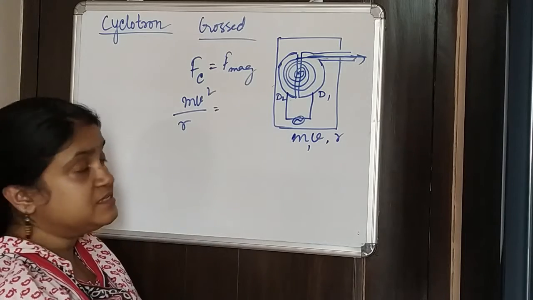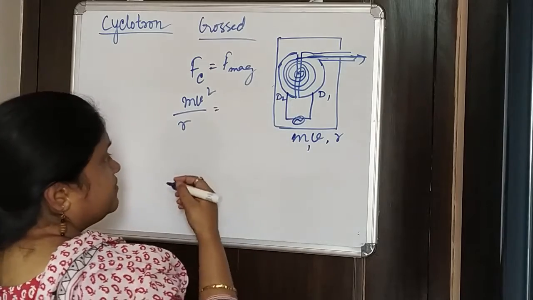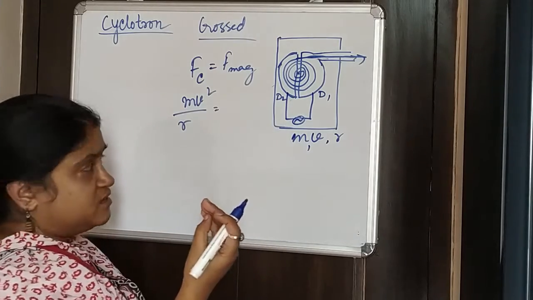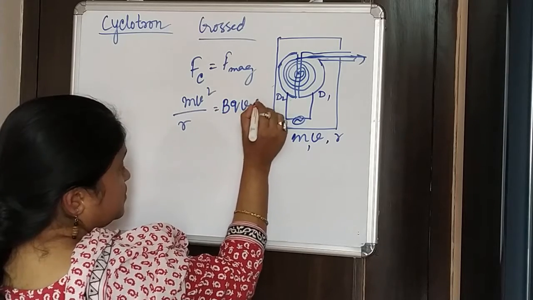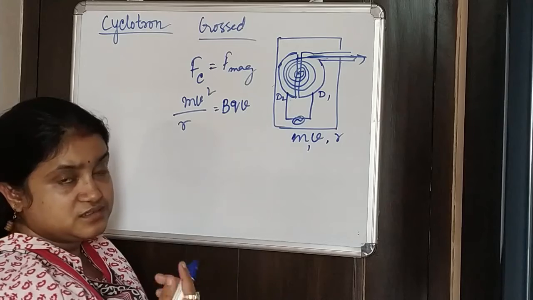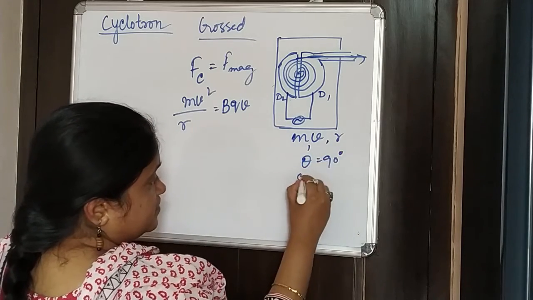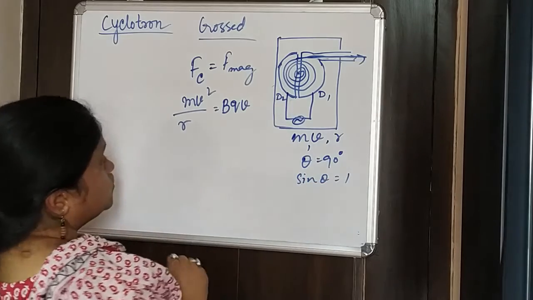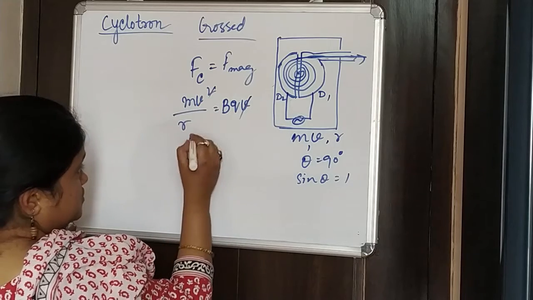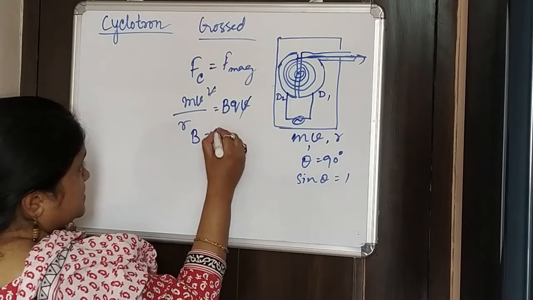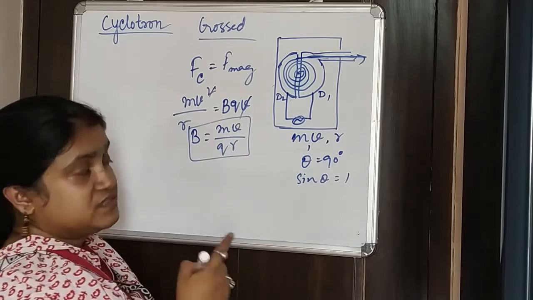Whereas the magnetic force, since the field is perpendicular to the motion of the charge, I can write as B q v sine theta, and since theta is 90 degrees, sine theta becomes 1, so this doesn't come into the picture. So I can just do this: I can find the magnetic field as mv by qr. So this is the magnetic field that is there.